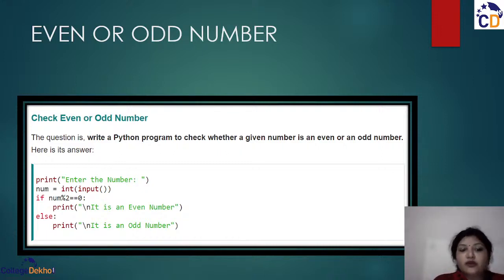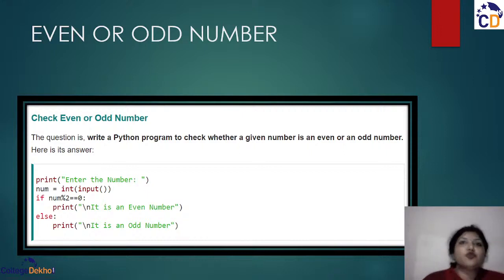Right, now how are we going to do it? In general, we just check whether the number is divisible by 2, that is, whether the remainder is 0 or not. For taking the remainder, I told you which operator we are going to use: the modulus or percentage operator.